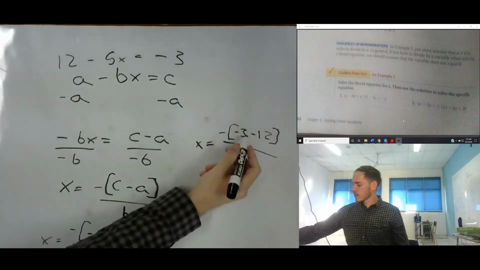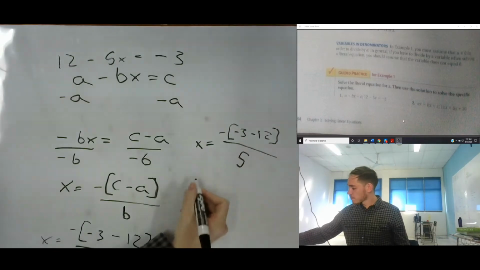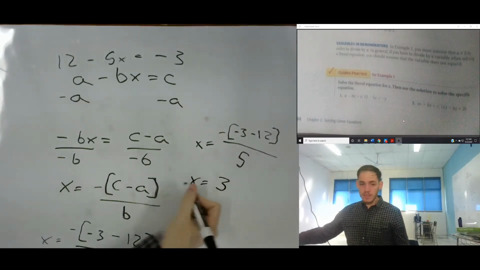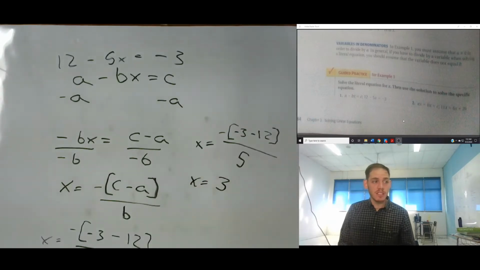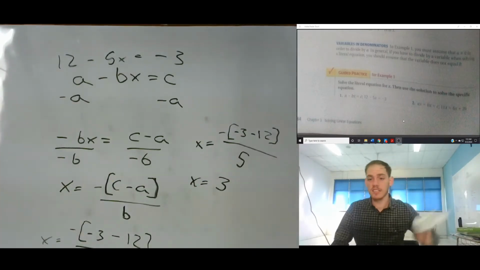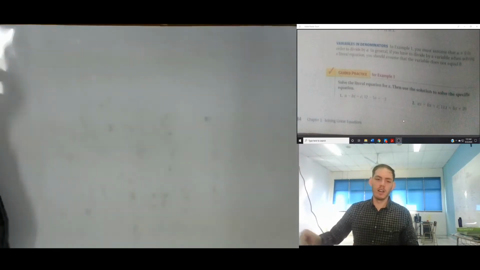Okay, then solving this out, this becomes negative 15, positive 15, over 5, x equals 3. So our solution is x equals 3 using the process we just discussed. There will be a practice example that you can do on the Google form.